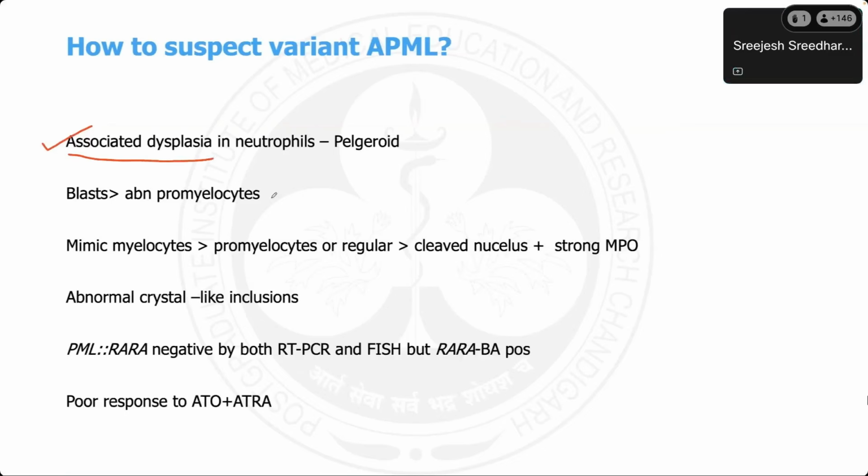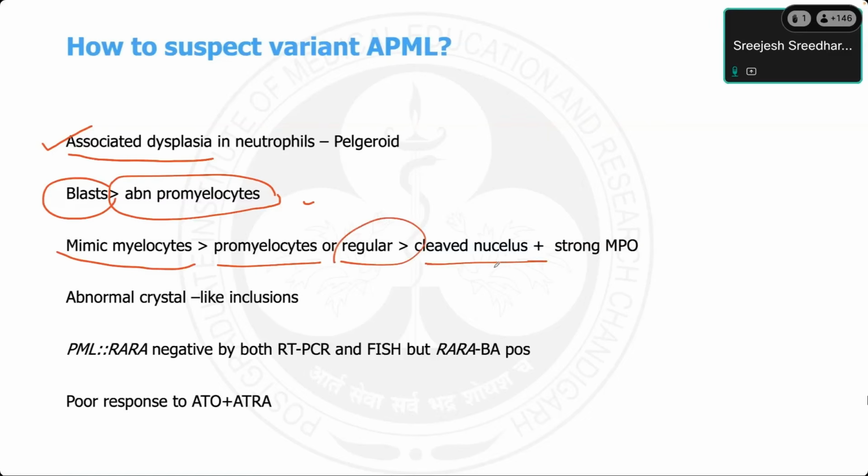We know that the majority of the PML RARA positive APMLs are all abnormal promyelocytes. The classical blasts are very few, but if you see plenty of blasts along with promyelocytes, suspect variant APMLs. Now, suppose I showed you different kinds of morphology of abnormal promyelocytes, but if these abnormal cells are mimicking more of myelocytes than promyelocytes, suspect variant APML. If the nucleus is more regular than cleaved, again suspect variant APML.